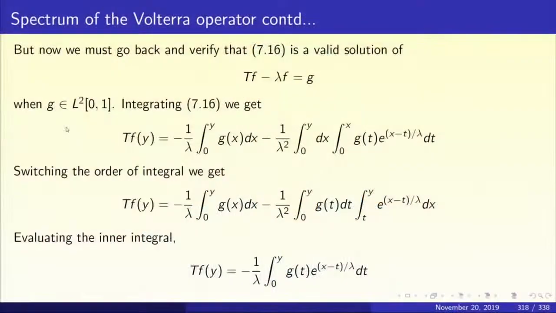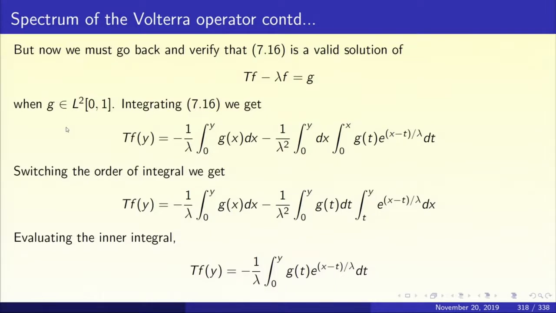Now compute the inner integral. It's an exponential function. You can compute the integral of e to the power (x minus t) upon lambda dx from t to y. You will get two terms. One of the terms will cancel out. You will pick up a lambda factor and so you will get Tf of y equal to minus 1 upon lambda integral 0 to y g(t) e to the power (x minus t) by lambda dt. So we got Tf.